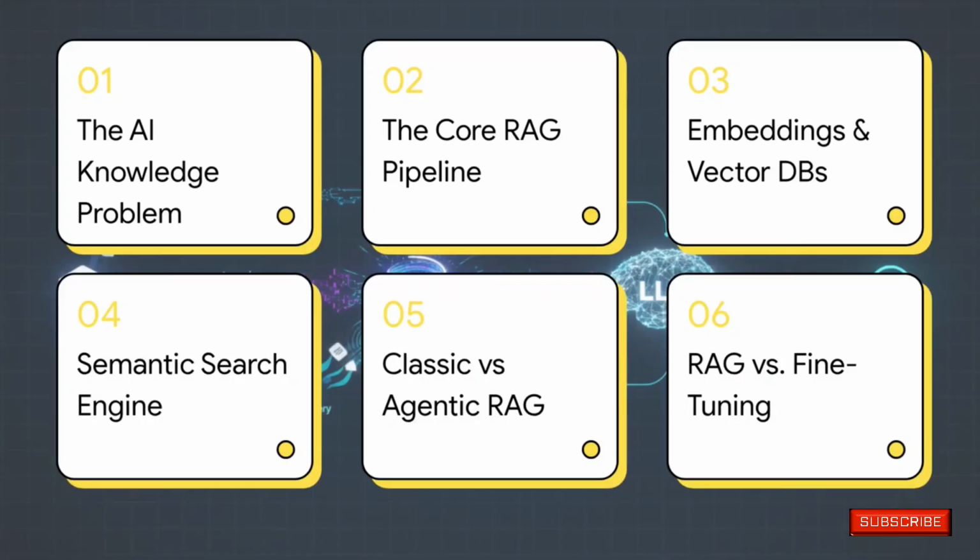So here's our blueprint for today. We're going to cover the AI knowledge problem, the core RAG pipeline, embeddings and vector DBs, semantic search, classic versus agentic RAG, and finally RAG versus fine-tuning. Let's get right to it.